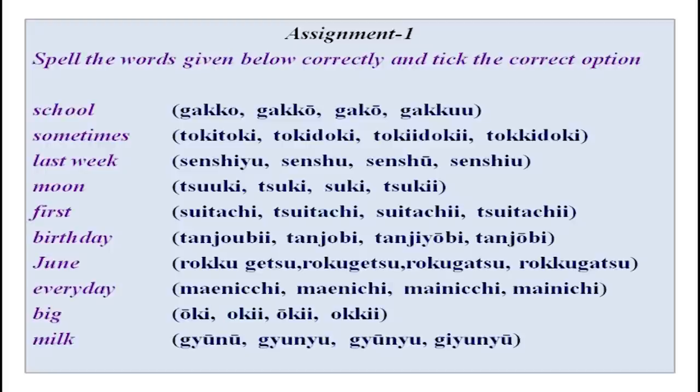Of course, now it's your part. You have to do all the assignments now. It's not very difficult. Some words are given. Then the readings in Japanese are given. There is only one correct reading. You have to tick the correct reading. For school, so many are given, which is the correct one. So, try doing that.